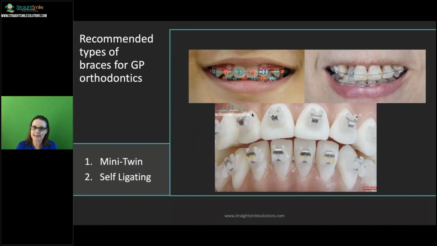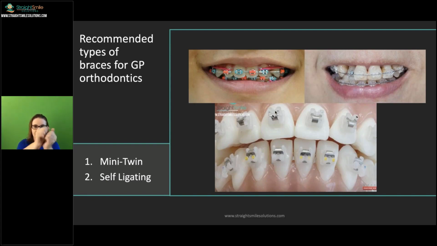There are two main different types of brackets that are out there, and you have to figure out what you're going to do. And I would just probably stick with one, to be honest. It makes your life way easier. It makes your overhead less. So either you're going to be using the mini twin, which is cheaper, or you're going to be using a self-ligating.